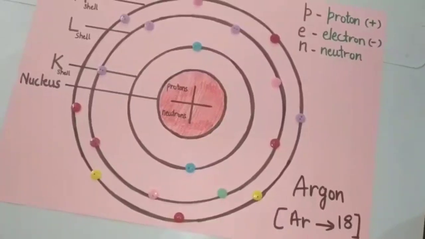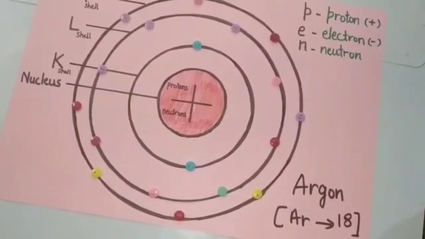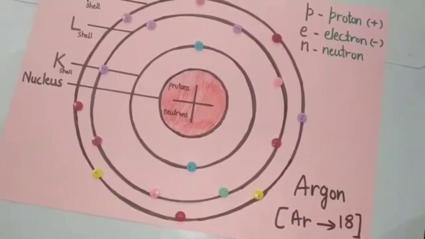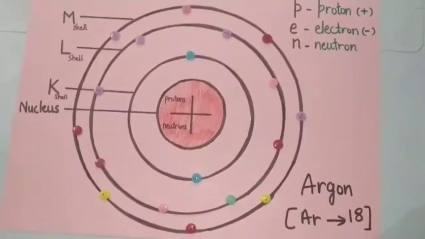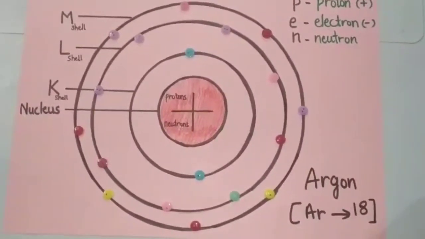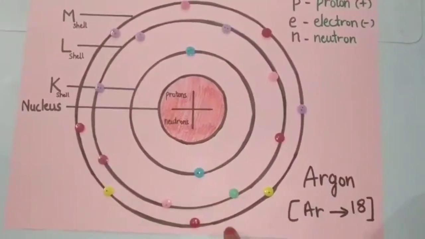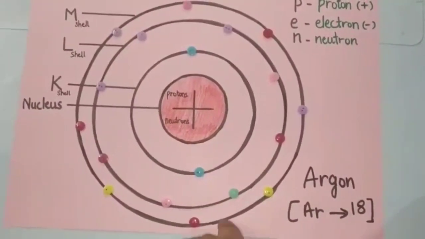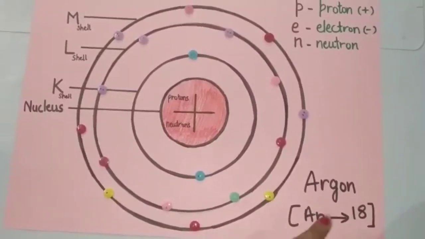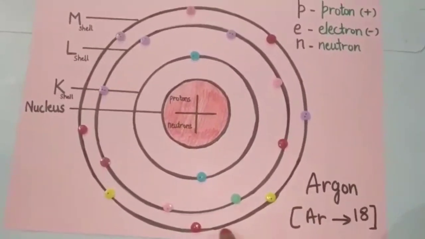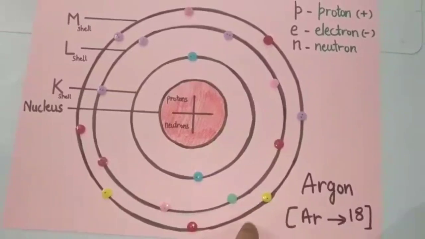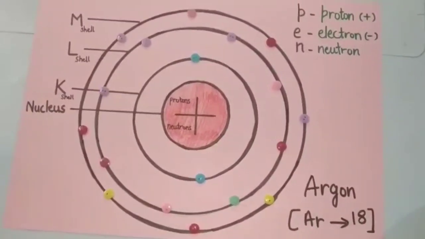It is a very stable element, a very stable atom. It does not react with any other element because its octet is complete. It has no space for any other electron to come, and it cannot donate any electron to any other element.